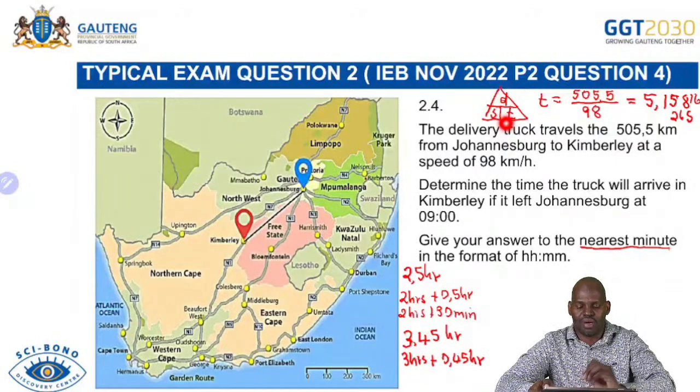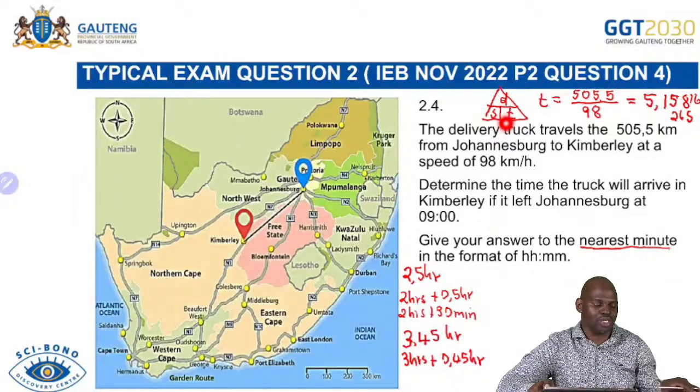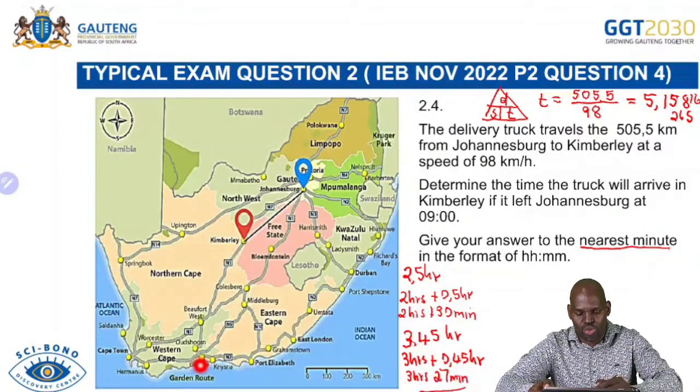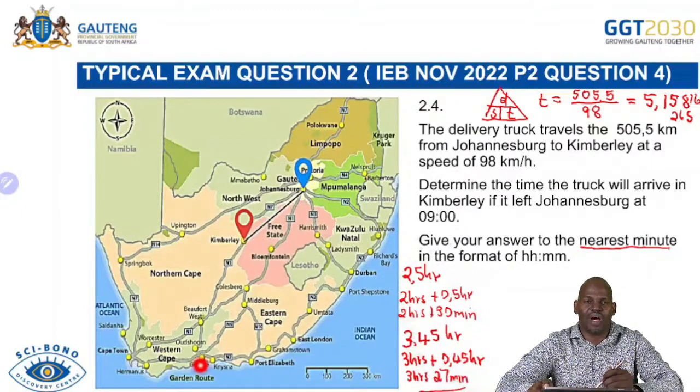Now, how do you convert this? How do you convert hours to minutes? You say 0,45 multiplied by 60. If you take your calculator and say 0,45 multiplied by 60, it's going to give you 27. So it means this is 3 hours and 27 minutes. Okay, so I was just giving an example of whenever a duration is given in the form of a fraction.